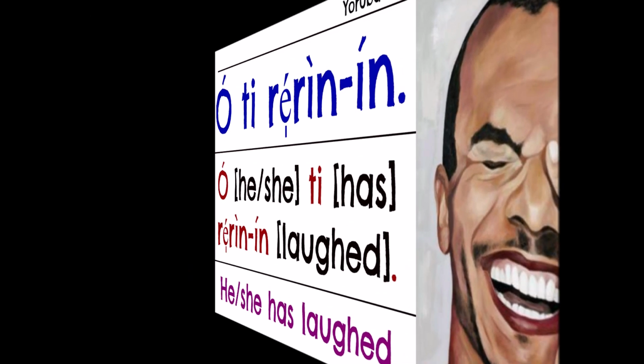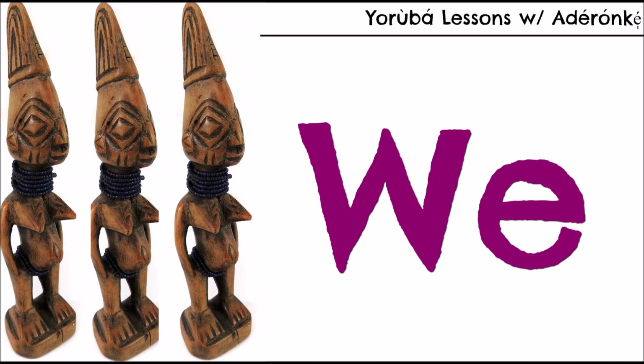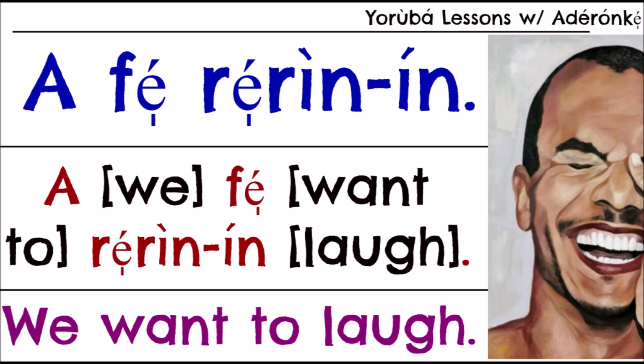O ti rerin. Okay, so moving on to we. I'm going to be on a roll now because we get the pattern. I've done a couple of slides and you kind of know how this will probably go. We are now on plural pronouns. So we have we now. And when you want to say we want to laugh, you would say a fe rerin. A is we here in the subject form within a sentence. Fe is to want or to want to. Rerin is laugh. So a fe rerin is we want to laugh. A fe rerin, we want to laugh.